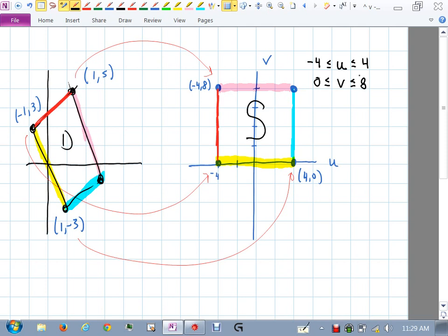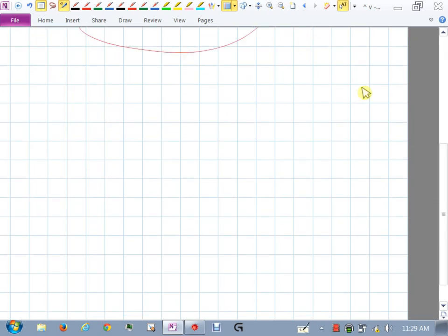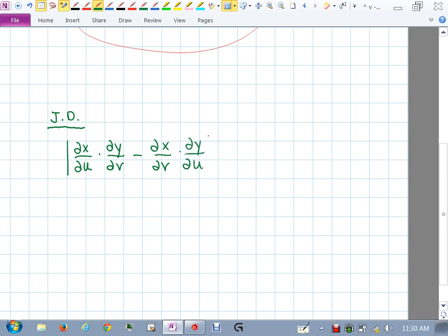So we know what happens to D under this transformation. We just now need to figure out the Jacobian determinant. Then we're ready to do the integral. So the Jacobian determinant, I'll say JD, not Jack Daniels, is the partial of x with respect to u times the partial of y with respect to v, minus the partial of x with respect to v times the partial of y with respect to u.